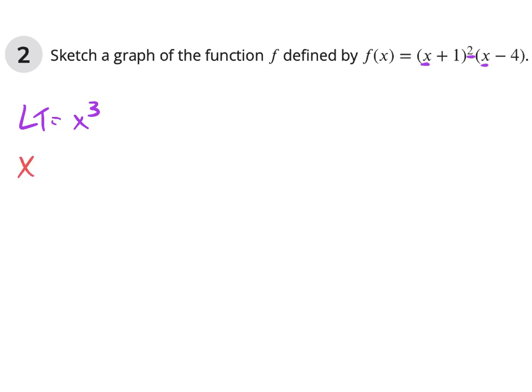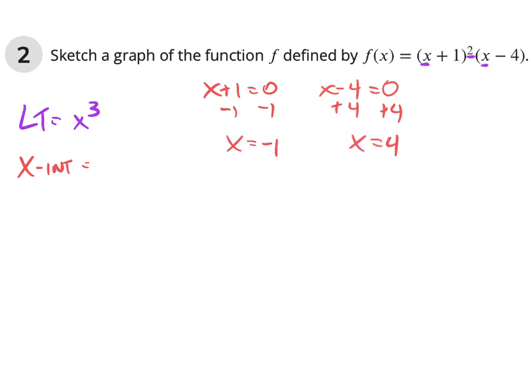So now for the x-intercept, set each factor equal to 0. X plus 1 equal to 0. X minus 4 equal to 0. Add 4 on both sides. Subtract 1 on both sides. Basically, what it comes down to is switching the signs. So our x-intercepts are -1 and +4.